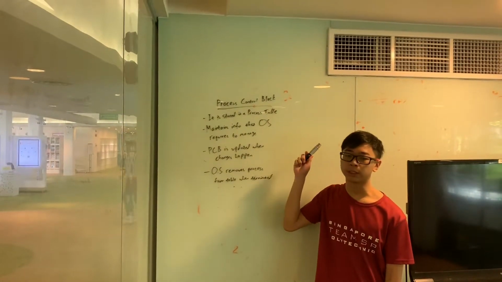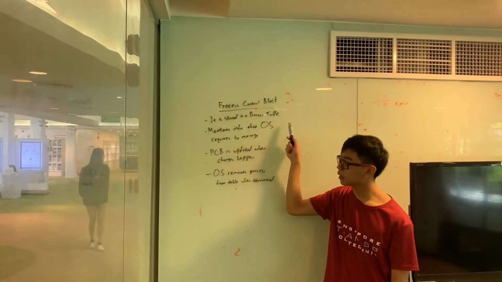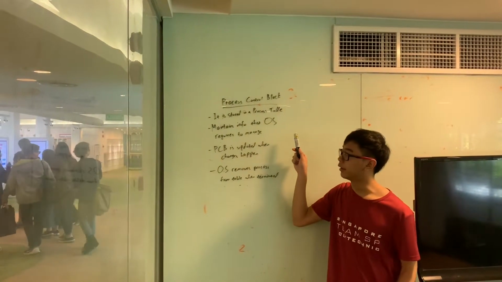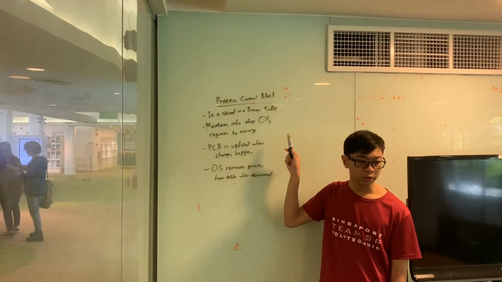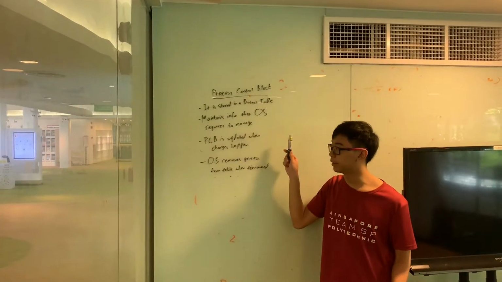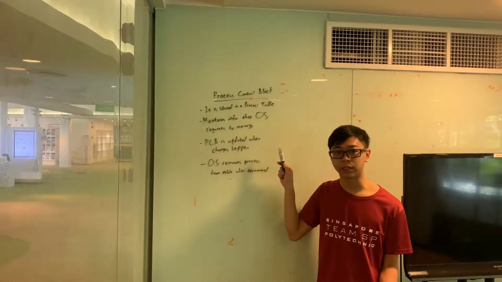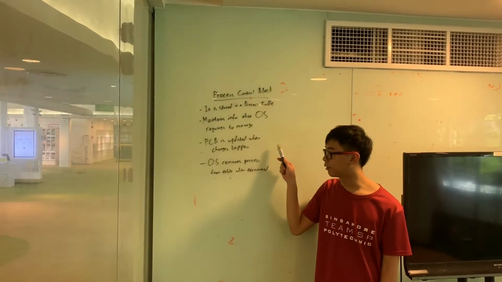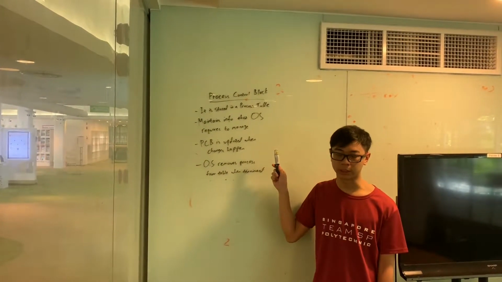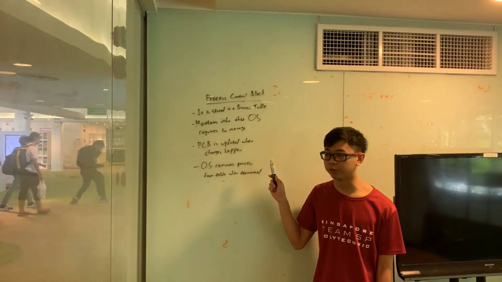Okay, so the process control block is stored inside a process table. The function of the process control block is that it maintains information that the OS requires to manage a process. The PCB is updated whenever a change occurs for the process, such as a change in state or it is being terminated. Finally, the operating system will remove the process from the PCB as well as the process table when the process is done and removed from the system.